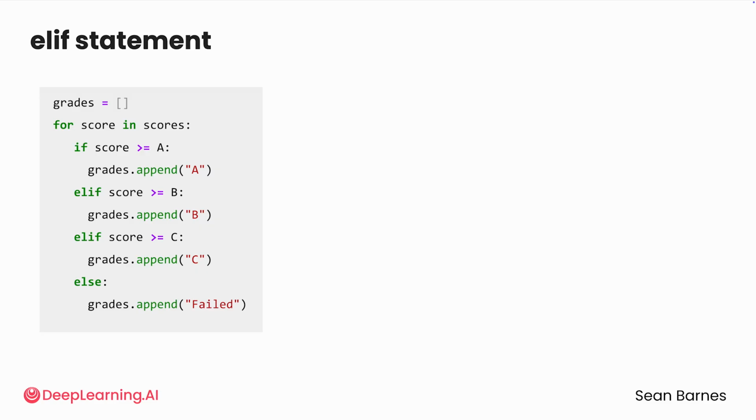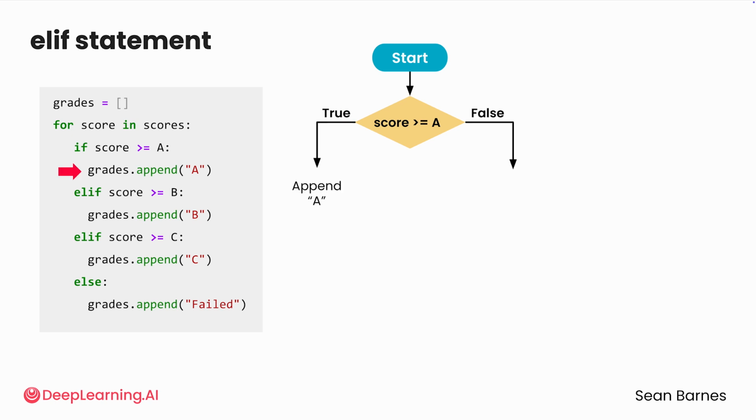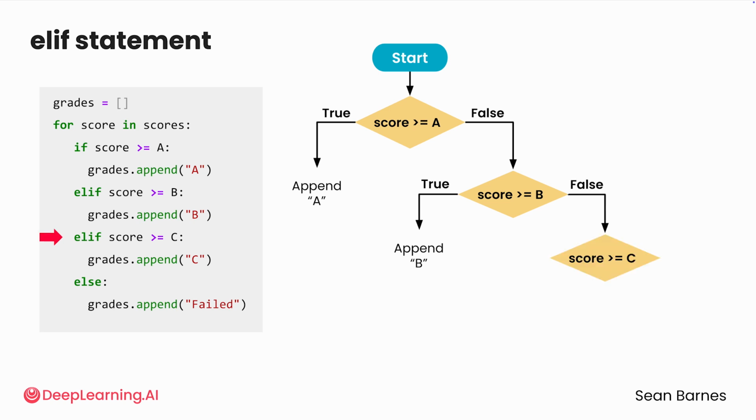Let's model the branching code you just wrote using a flowchart, just to solidify what you've learned. The first if statement checks whether the score is greater than A or 90. If true, then the code will append A to the list of scores. If false, then the code will move down this path to check if the second elif statement is true or false. If it's true, then the code appends B to the list. If that statement is false, then the code moves into the next elif, appending C if it's true. If that final condition is false, it moves into the else block, appending failed.